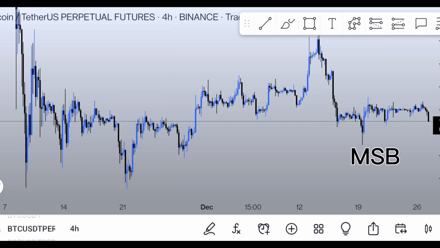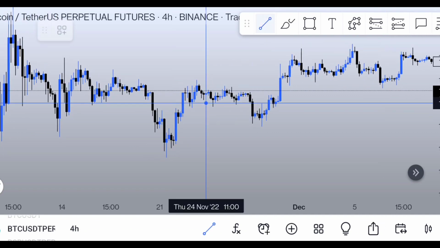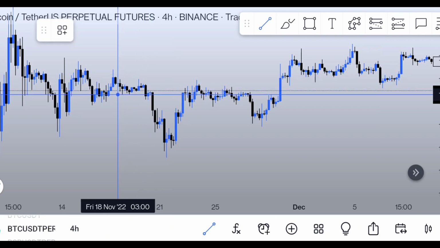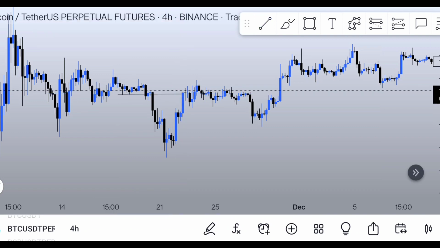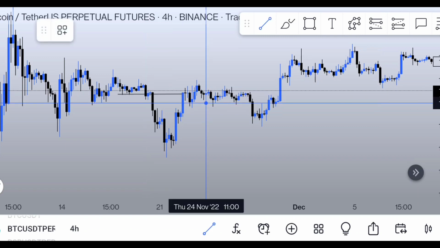Okay, so as usual, I will use two terminologies. One is market structure break, MSB, and the other one is fair value gap, FVG. So what is market structure break? Market structure break is actually the candle which breaks the support or resistance and closes below the support or above the resistance. Like you can see here, this candle broke the support, and it did not only break the support but also closed below this support. Okay, so this is the market structure break candle.